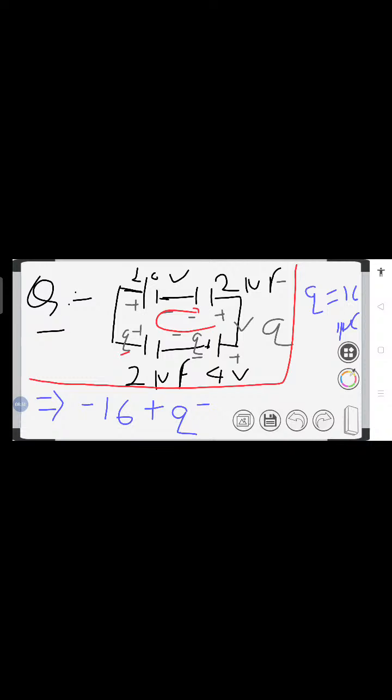So when we talk about the voltage here in this capacitor, it will be 16 by 2. Okay, so that is the loop law.